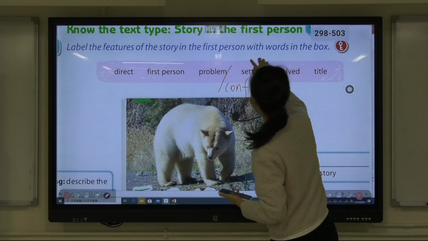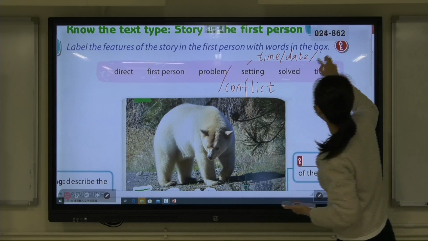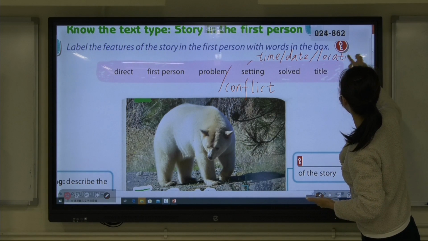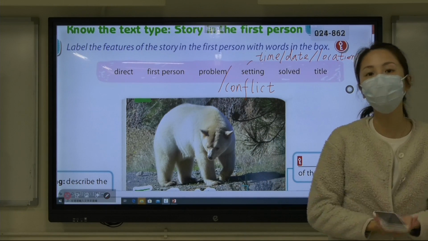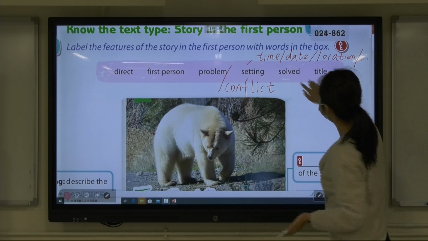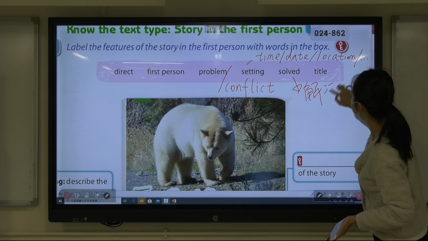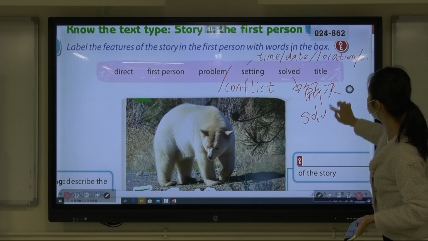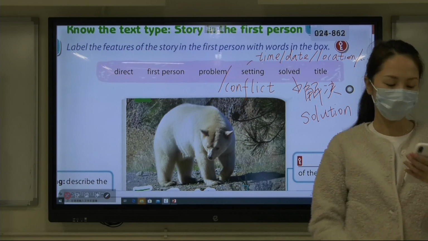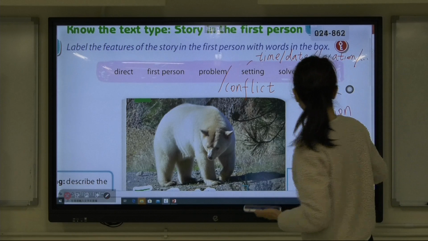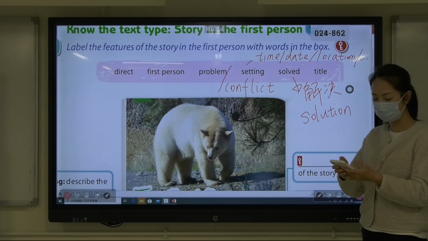It talks about maybe time, date, location, anything related to the beginning. And then solved. What is solved? Solution, how to solve the problem. And then title. So let's look at the answer now. Let's write down all these words, and then let's look at the answer now.